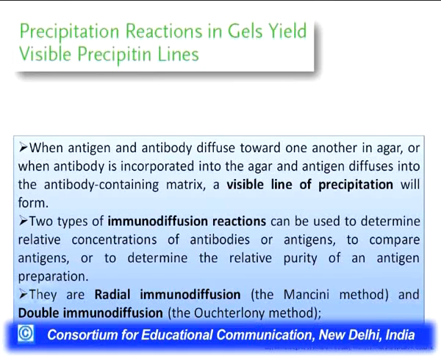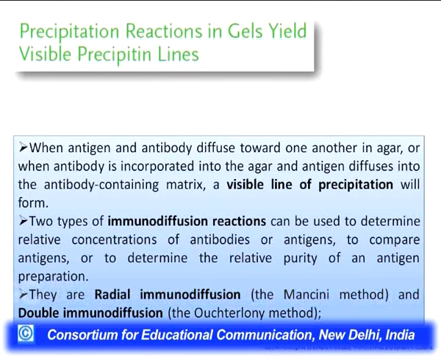So it yielded some basic phenomena or reactions which are called the immunodiffusion assays. These immunodiffusion assays gave birth to the first immunoassays which were able to determine the relative concentration of the antigens or the antibodies, and it was subsequently used to compare the antigens which are present in the blood samples. It can also determine the purity of the antigen preparation.